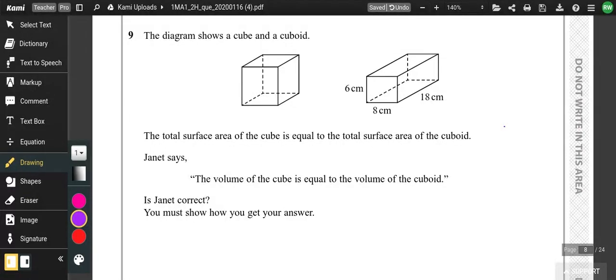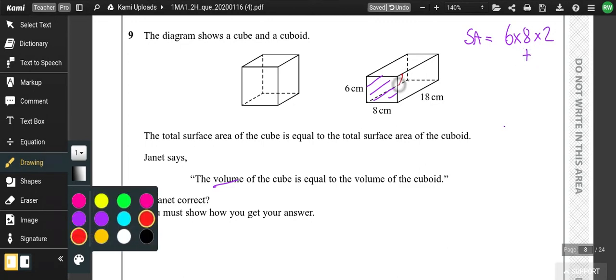Question 9 is a surface area question, and it says that the total surface areas of these two shapes are equal, and then we need to look at the volumes. So let's work out the surface area of this cuboid. 6 times 8 will be the front face, but there's one at the back as well, so I'm just going to multiply that by 2. Then we have this side here, so that would be 18 times 6, and there's 2 of those, and then I'm going to add that to the top, which would be 8 times 18, and there's 2 of those.